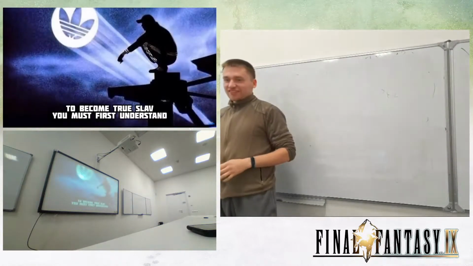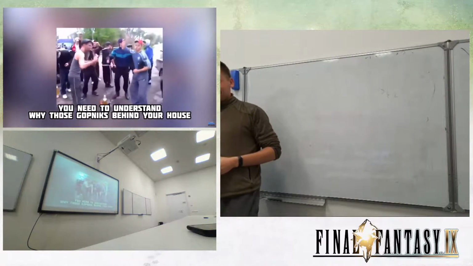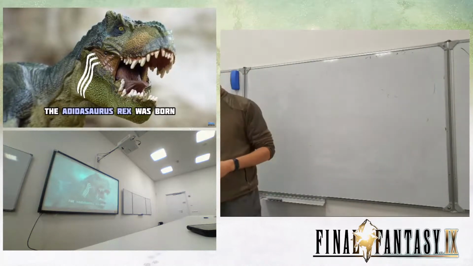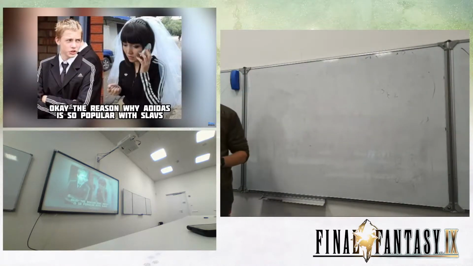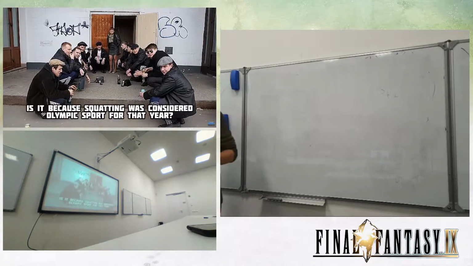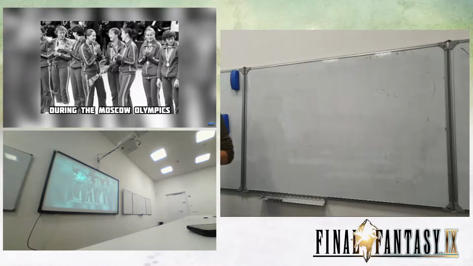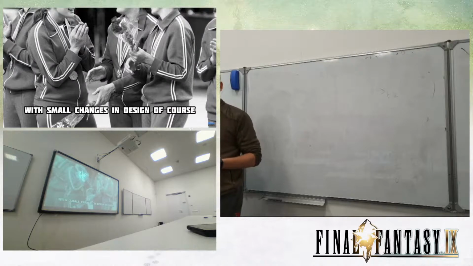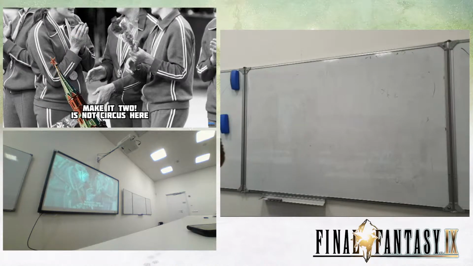To become true Slav, you must first understand what it means to be Slav. You need to understand why those gopniks behind your house always wear Adidas. Millions of years ago, the Adidosaurus Rex was born with a pattern of... Okay, the reason why Adidas is so popular with Slavs can be traced back to Summer Olympics in 1980 in Moscow. Is it because squatting was considered Olympic sport for that year? Well, no. Nobody even know what Adidas was. During the Moscow Olympics, Adidas was provider of tracksuits for whole Soviet team, with small changes in design, of course, to comply with strict standards of Soviet Union. What do you mean 3 stripes? Make it 2, it's not circus here.